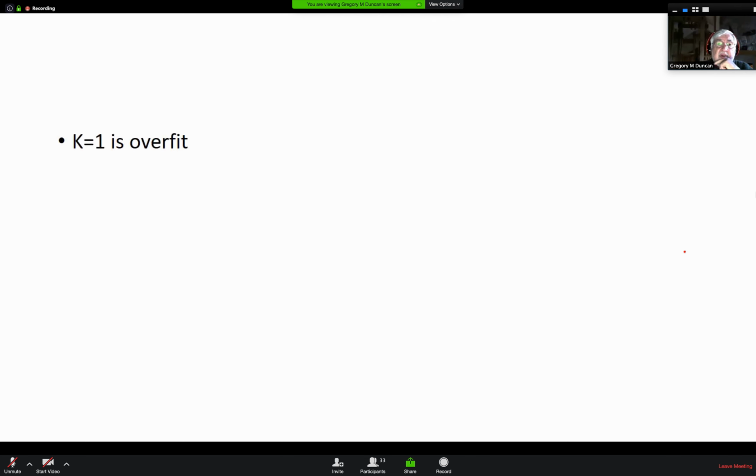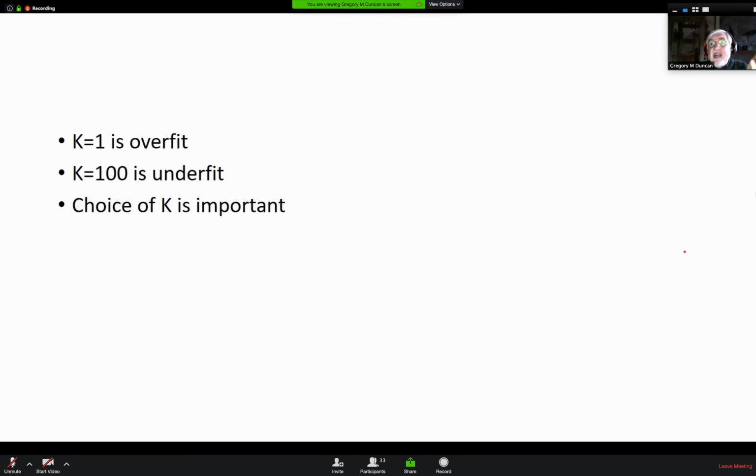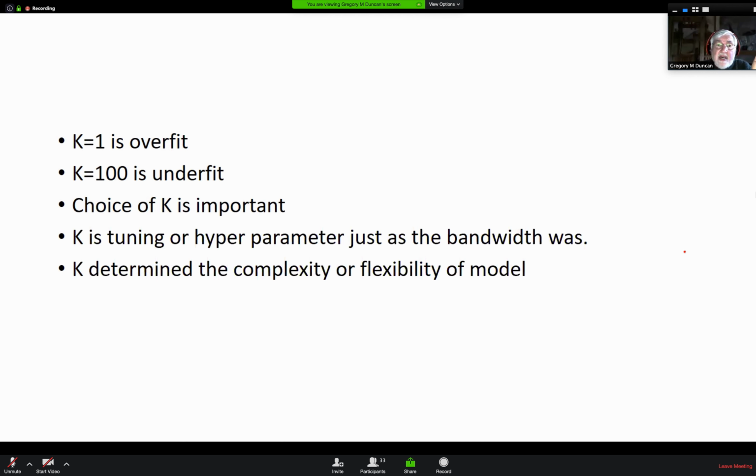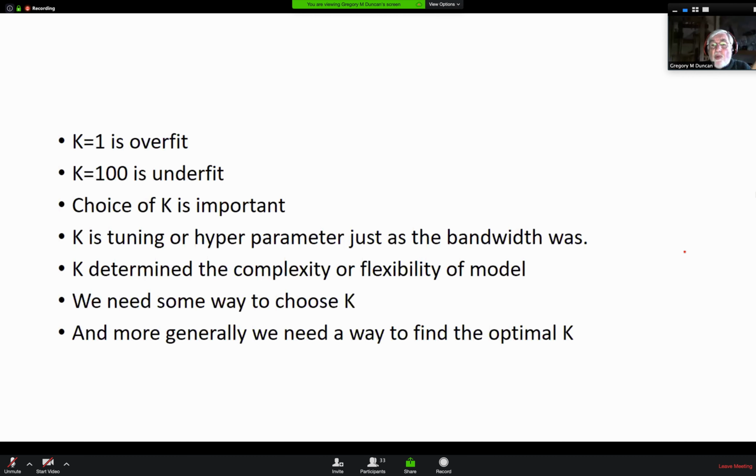K equals 1 is overfit. K equals 100 is underfit. The choice of K is really important. K here is the tuning or the hyperparameter, just as the bandwidth was. One of the things we're going to want to know is, what is K? K determines the complexity or the flexibility of the model, and we need some principled way to choose K. More generally, we need a way to find the optimal K.